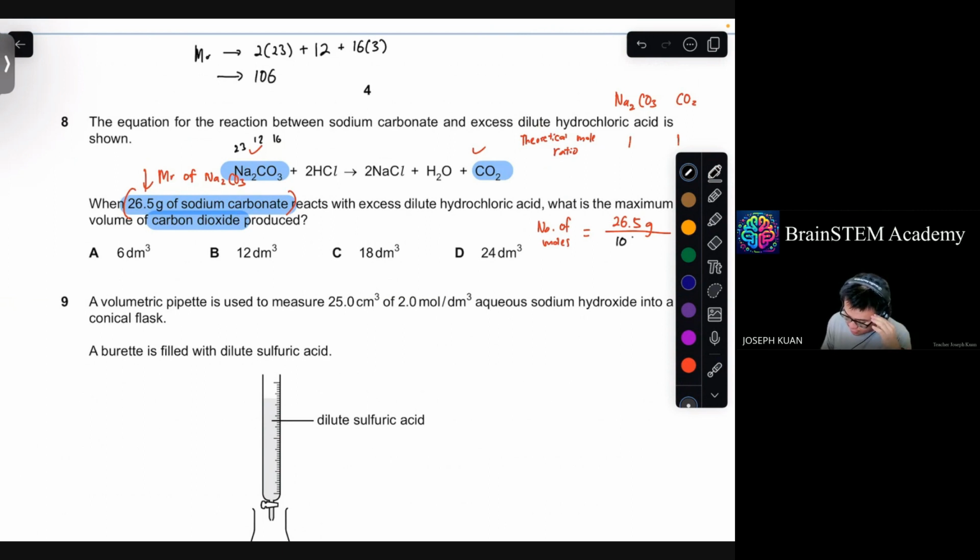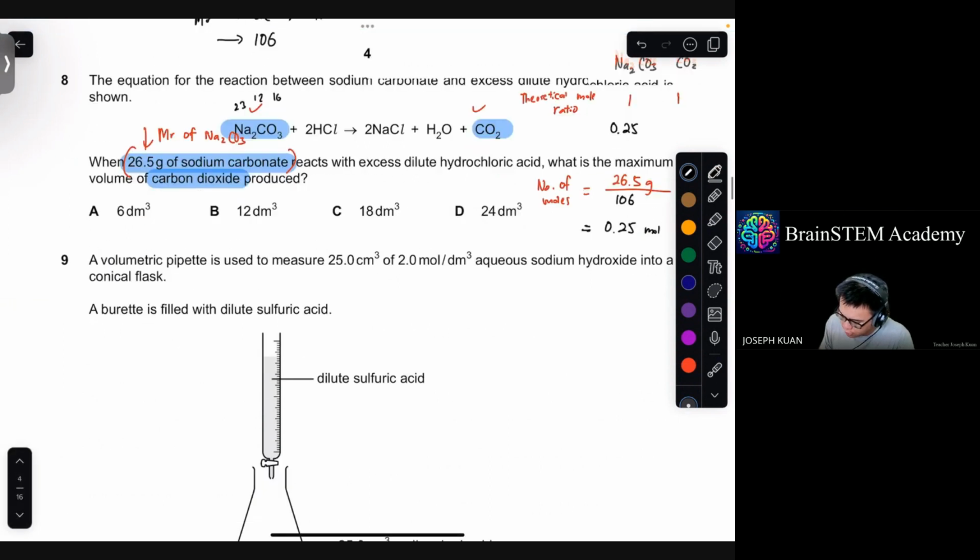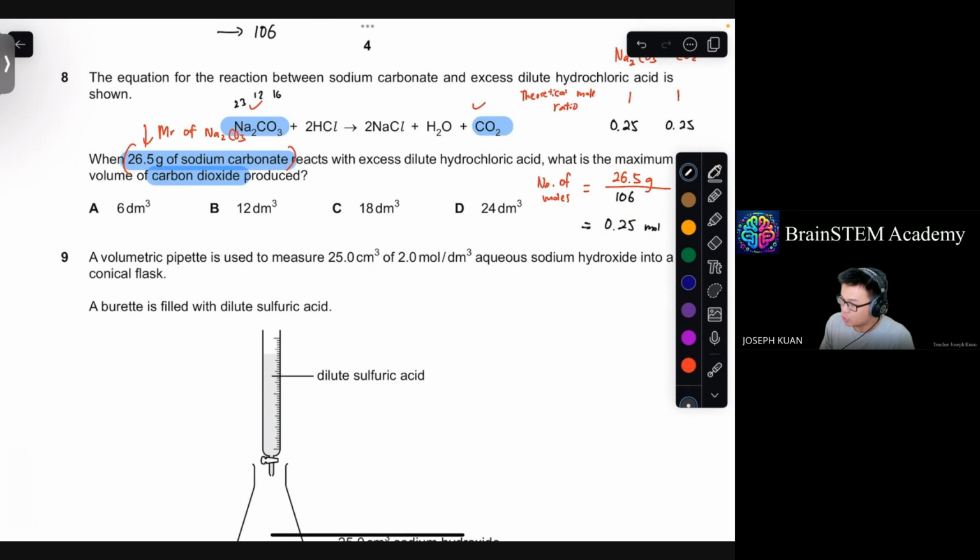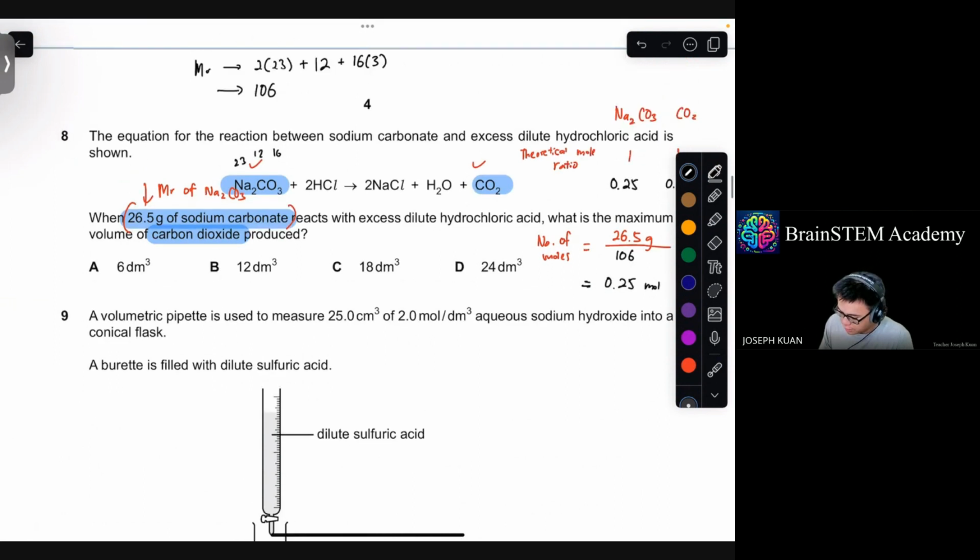Let's divide it and then find out the number of moles. Use your calculator. Give me a second, I'm trying to type this in my calculator. So divided by 106, you get a quarter, or should I say 0.25 moles. So 0.25 is the amount that you're using. So based on the theoretical mole ratio, it is actually giving you similarly a quarter of carbon dioxide.